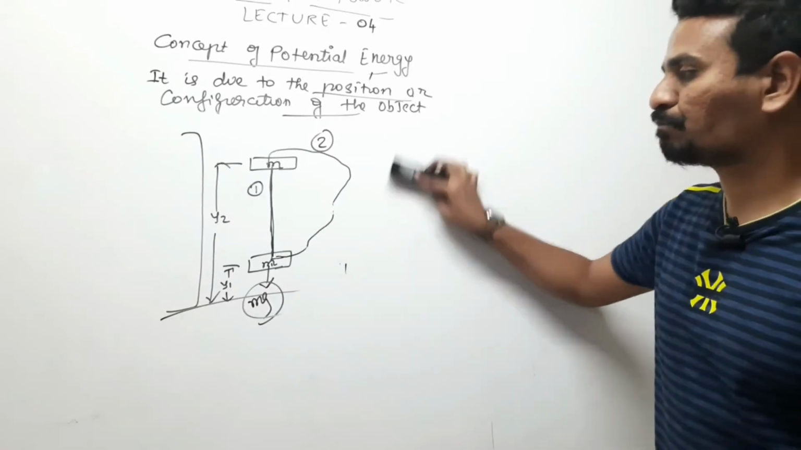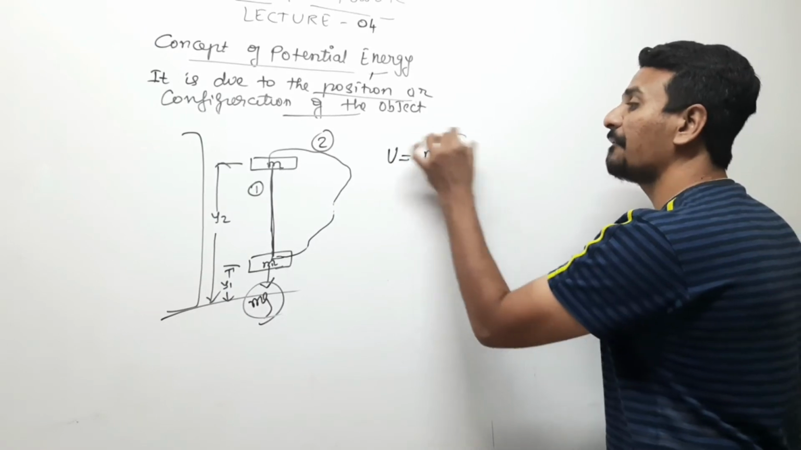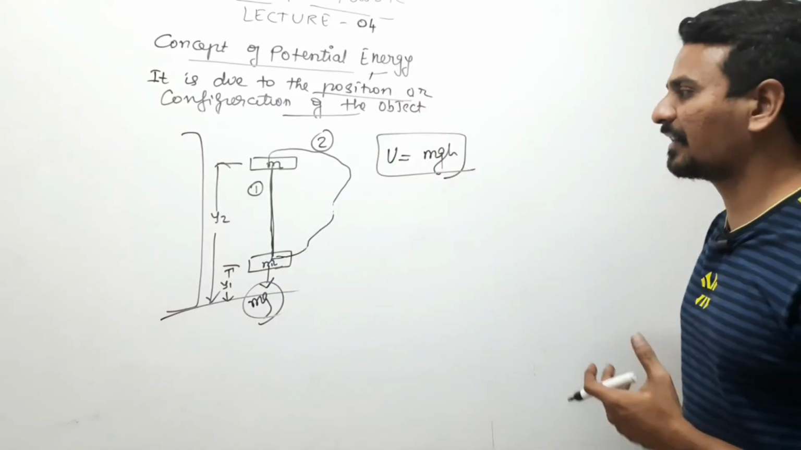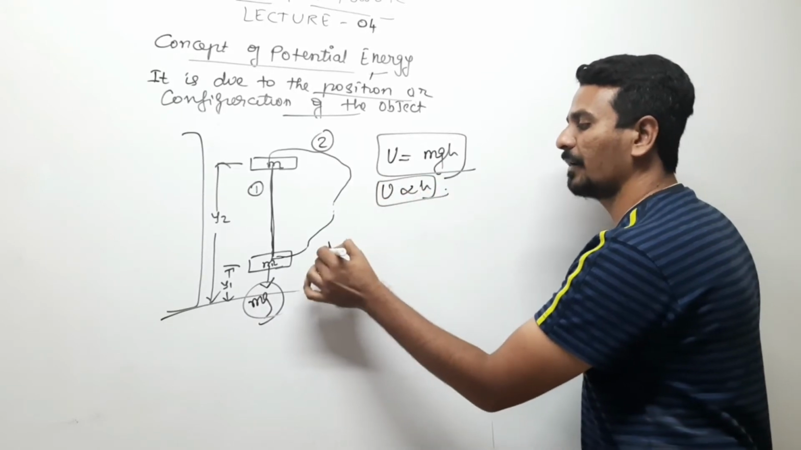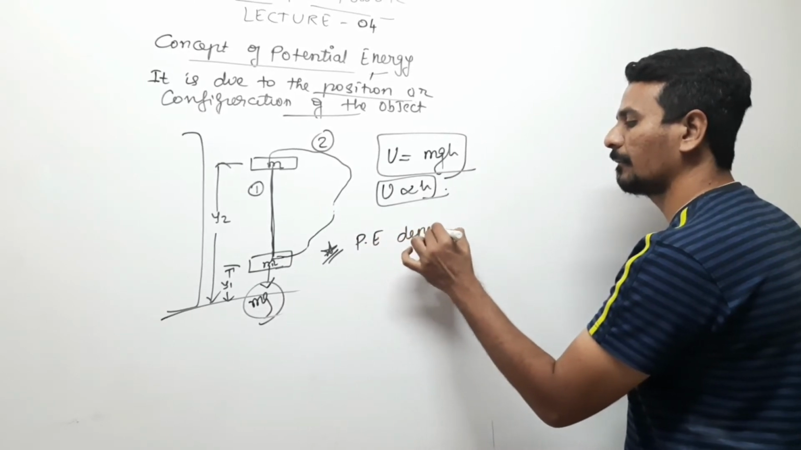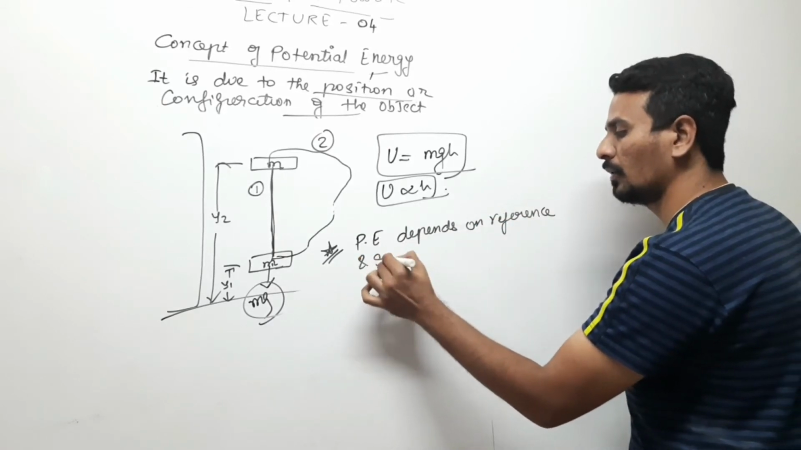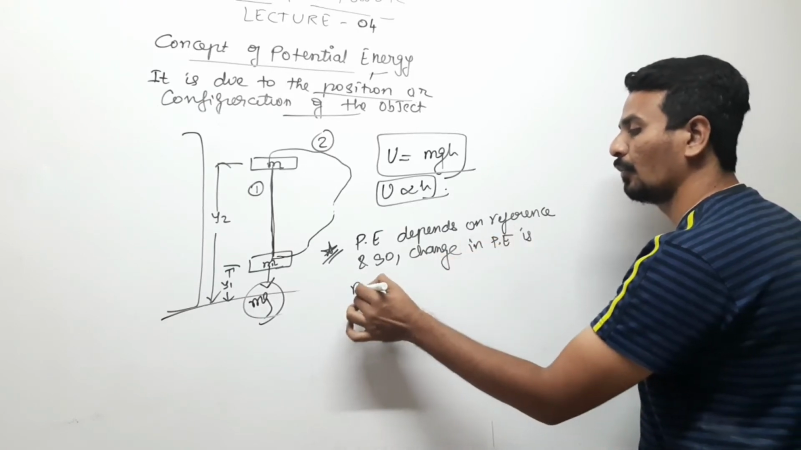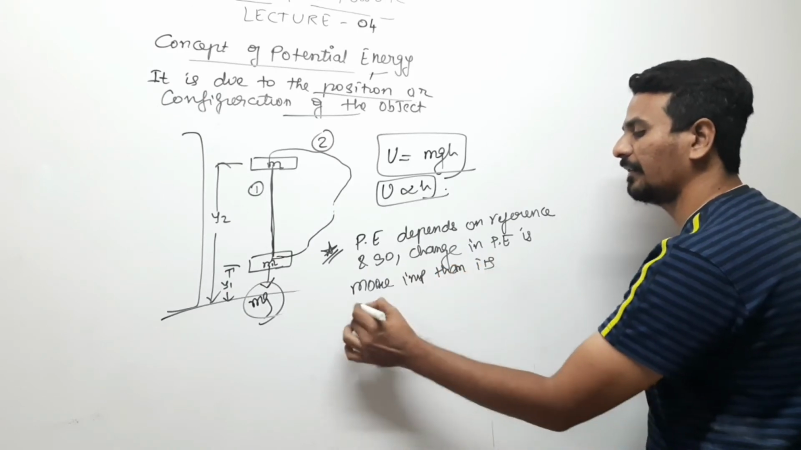So finally, potential energy is mgh. Gravitational potential energy is mgh. Right? We can say that m and g are almost constant. So potential energy will change according to height. One important point about potential energy is that potential energy depends on reference, and so change in potential energy is more important than its absolute value.